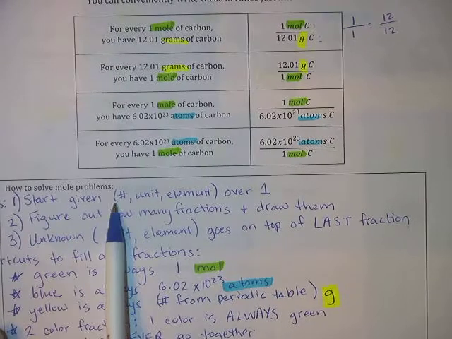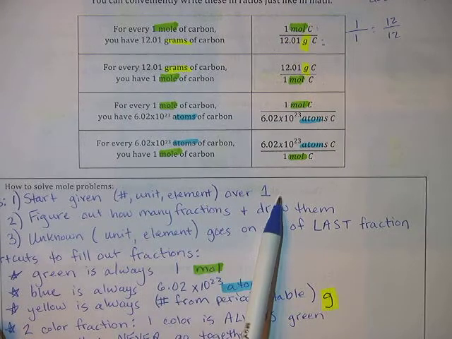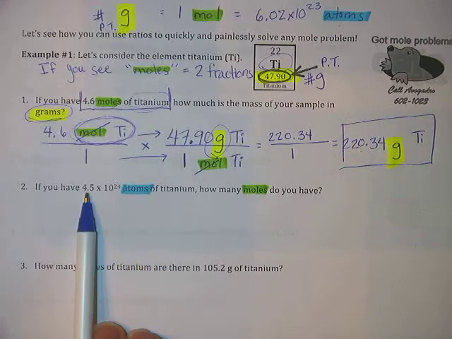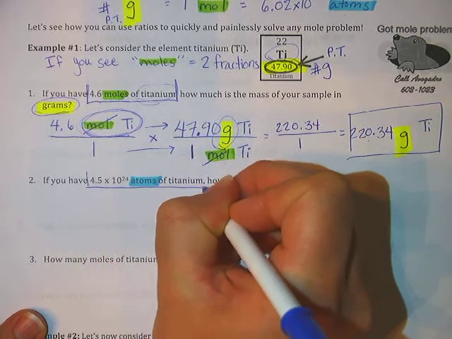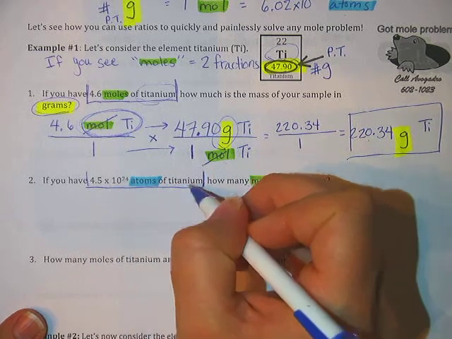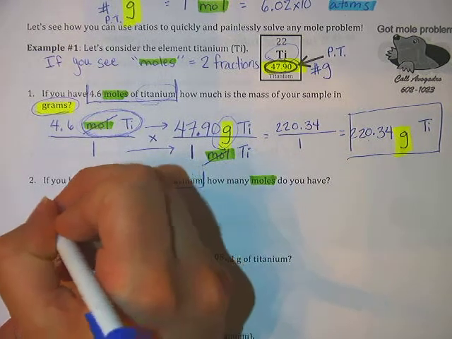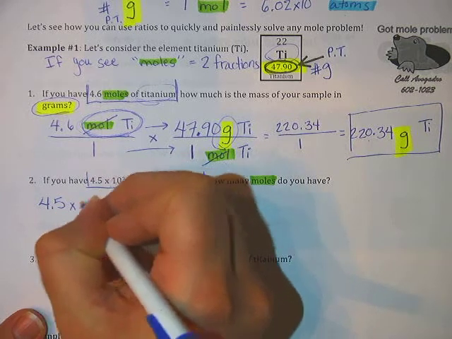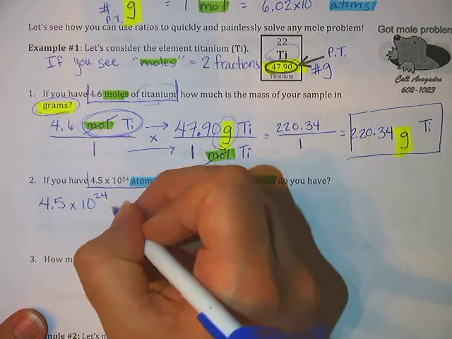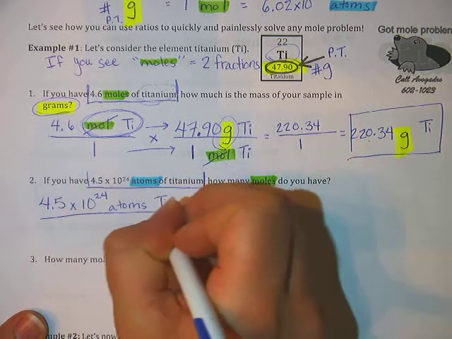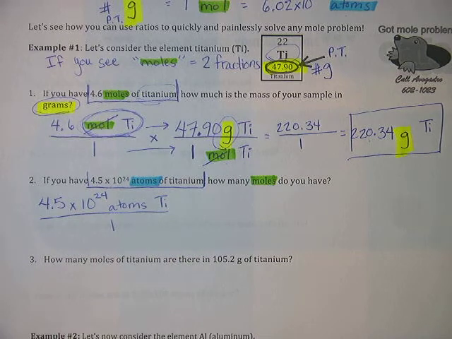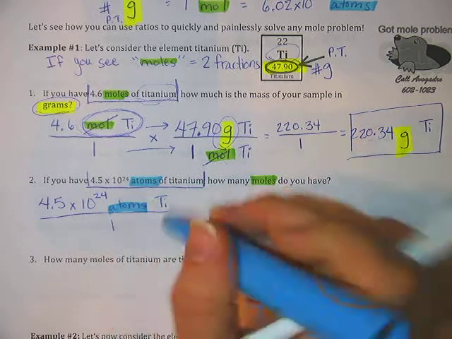Let's look at our steps again. Step 1, start with our given, a number, a unit, and an element over 1. So we look at this problem. They gave us a number right here, 4.5 times 10 to the 24th atoms of titanium. There's our number, unit, and element. So I have to start with that, rewrite it, number, unit, and element over 1. And again, color atoms. They're blue.